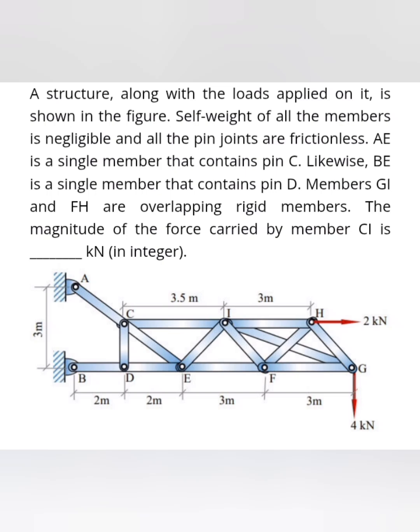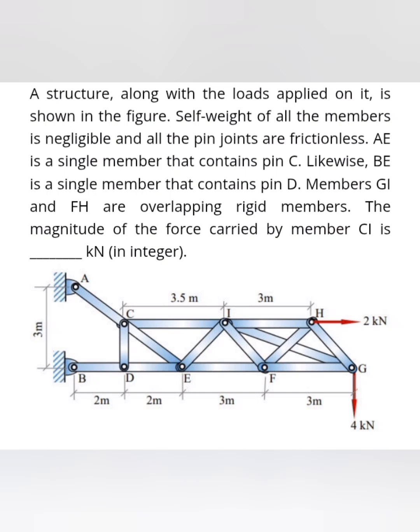The magnitude of the force carried by the member CI is dash kilonewton. Okay, the given structure and the self weight of all the members is negligible. We are not considering the self weight, but here A and B are single members. One end is fixed. Both A and B are single members, and both contain pins at C and D. And all we have to find is the magnitude of force carried by the member CI.